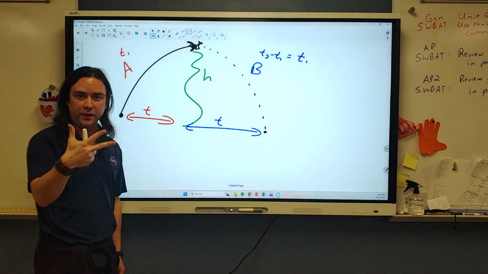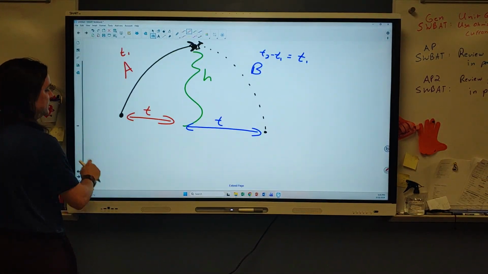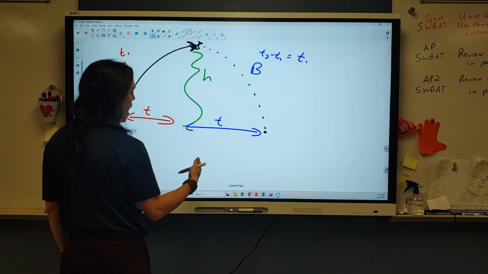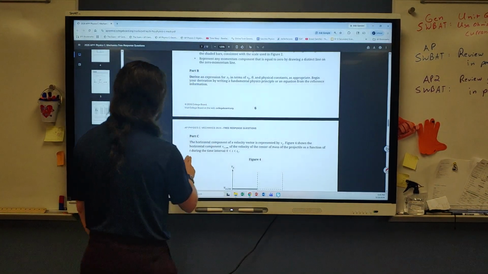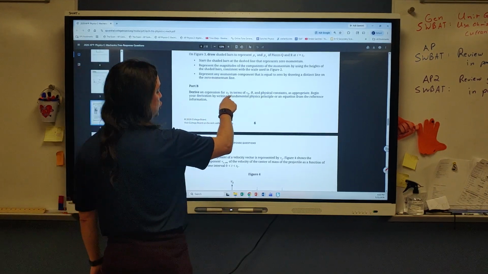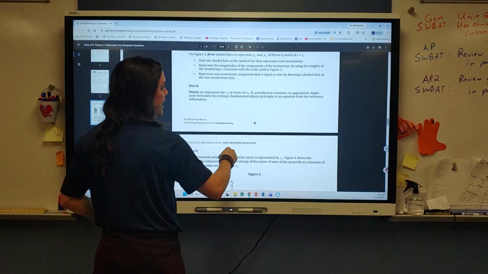There are 3 things that we're going to have to keep track of, but that's after we get our initial things set up. Now remember, this is a derive expression, so we need to, let's see what it tells us to do specifically. Derive an expression for x2 in terms of v naught, theta, and physical constants as appropriate.